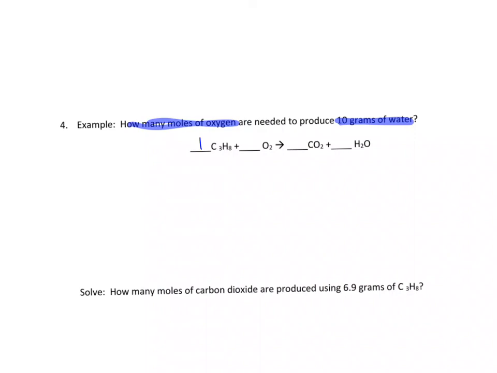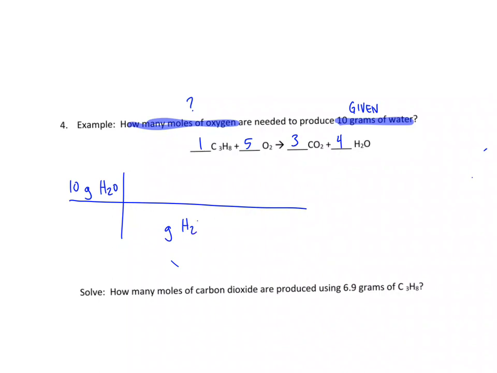So the coefficients for C3H8 are 1. There are 5 molecules of oxygen gas. There are 3 molecules of carbon dioxide and 4 molecules of water. So my coefficients are 1, 5, 3, and 4. So again, I'm given 10 grams of water, and I want to convert to moles of oxygen. All right, set up your T-chart. Start with what's given, 10 grams of water. Bring down the unit, grams of water. Now grams can only convert to moles of the same thing. Molar mass conversion.